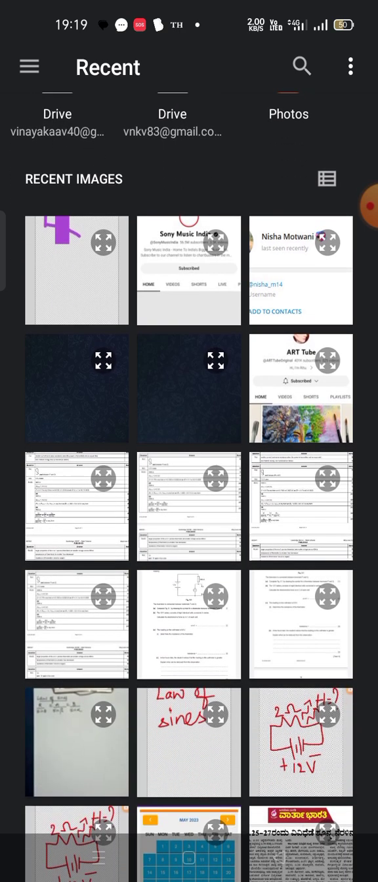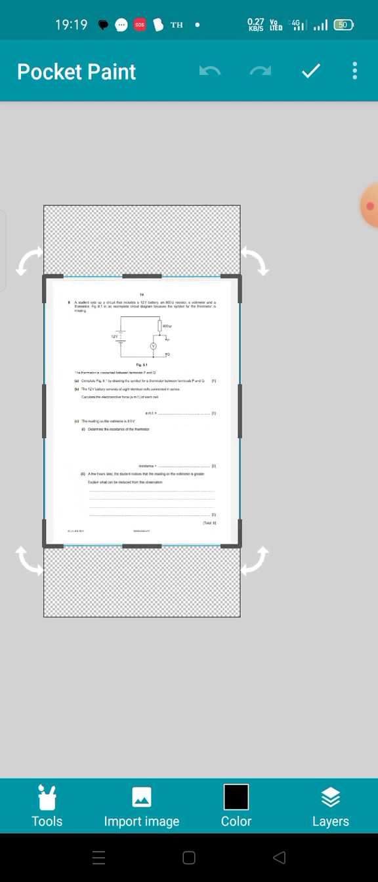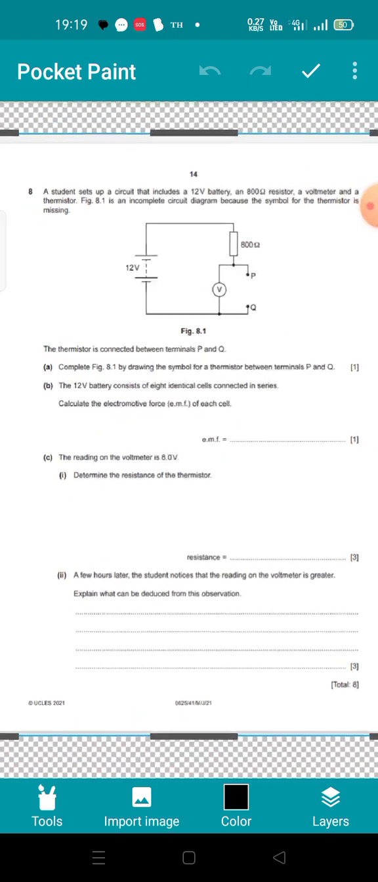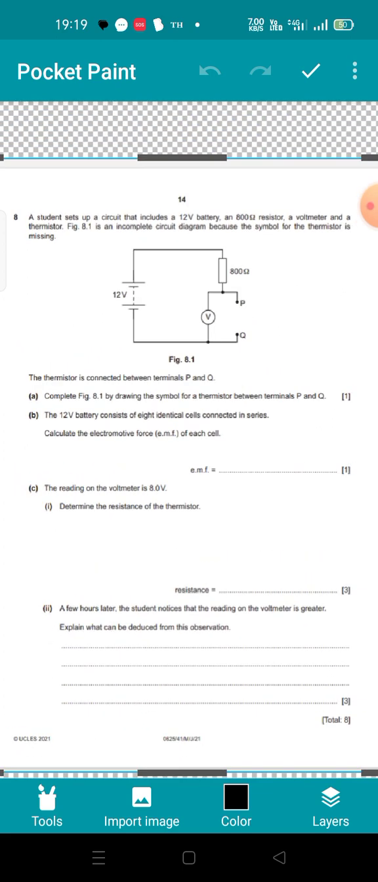So let me select the question first. You can see here there is a question, and in this question a student sets up a circuit that includes a 12 volt battery. I'm just reading out the question for you. An 800 ohm resistor, a voltmeter and thermistor as shown in figure 8.1. This figure is an incomplete circuit diagram because there is nothing that is present between P and Q.